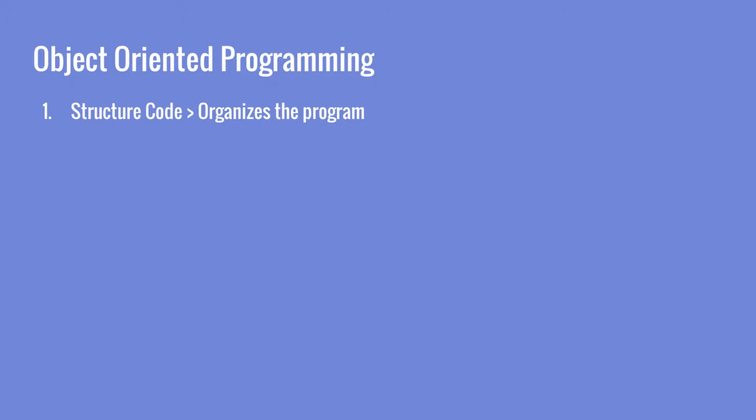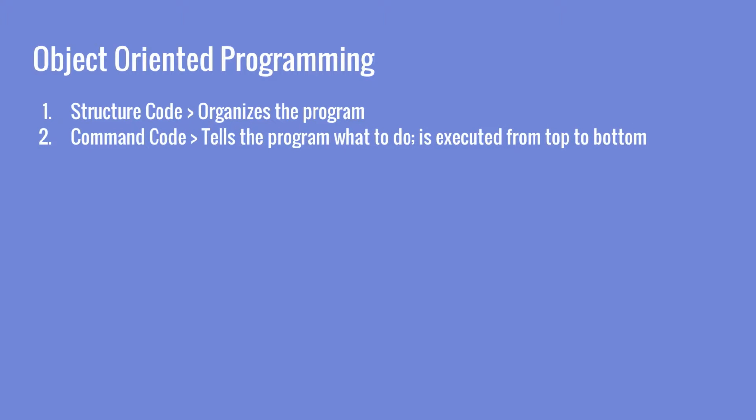There's structure code, which sort of organizes the program. There's command code, which tells the program what to do. And command code is executed from top to bottom. Well, technically all the code is executed from top to bottom, but the structure code is less important of what comes first, and I'll explain this better in a minute.